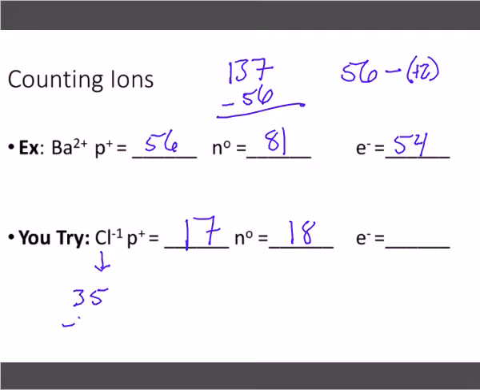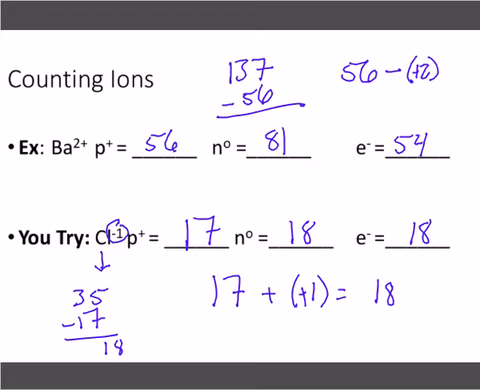Then we subtracted out our protons. That gave us 18. Now electrons. How many electrons do we have? 19. So we have a minus 1. So we take our number of protons, 17, minus a negative 1. When we subtract the negative 1, what are we really doing? Adding 1. So we should have 18.